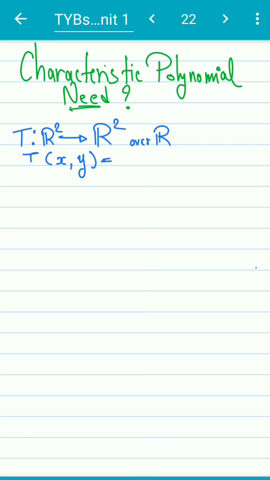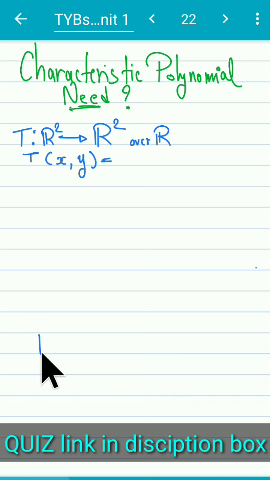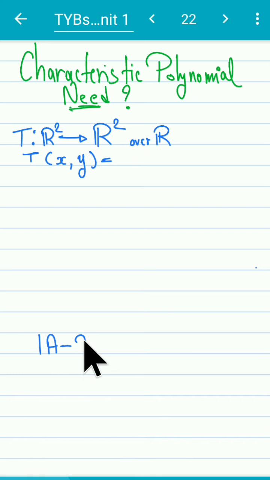Okay, so why do we need the characteristic polynomial? The characteristic polynomial is nothing but the value of the determinant of A minus lambda I. If you solve this, you get a polynomial. Why do we need this polynomial? What does it represent about that matrix? A matrix is nothing but a representation of a linear transformation with respect to some basis, right? Correct? You have learned this.